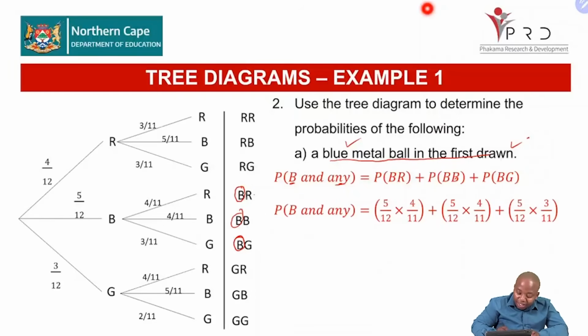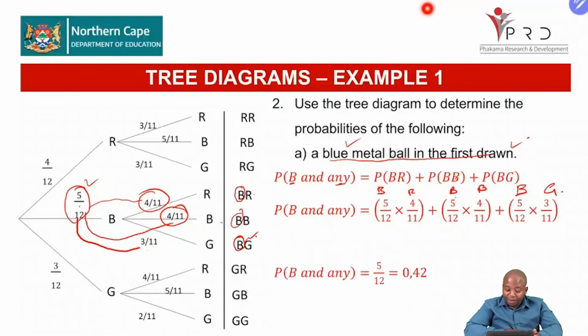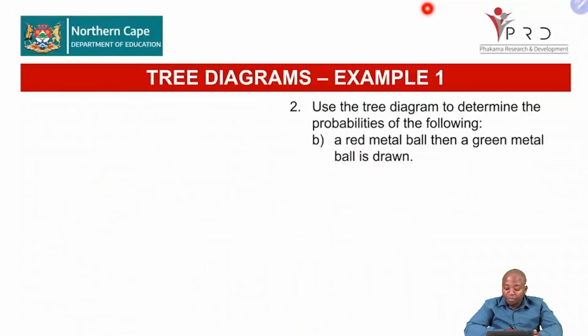We can now say the BR is going to be 5 over 12 multiplied by 4 over 11. The second one is going to be BB. For the first B it is 5 over 12, the second B is going to be 4 over 11. Then the third one, the B and the G, is going to be B, which is 5 over 12, multiplied by the G, which is 3 over 11. Then we get the probability of 5 over 12.